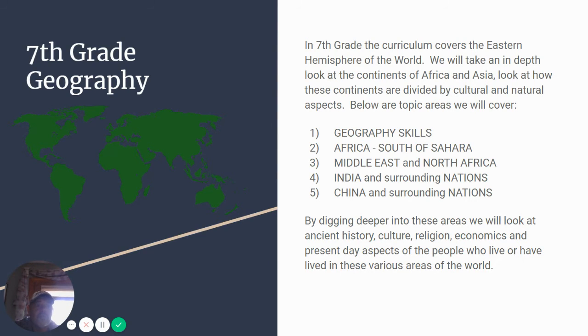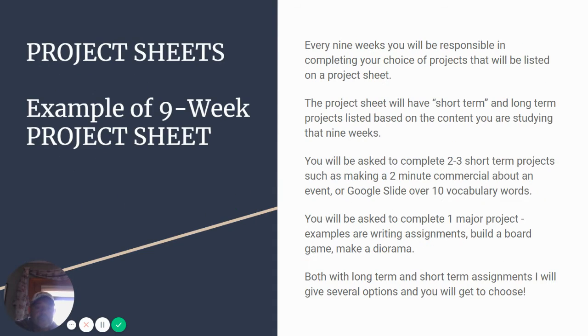The 7th grade curriculum covers the Eastern Hemisphere of the world. We'll take an in-depth look at the continents of Africa and Asia, look at how these continents are divided by cultural and natural aspects. Lower topic areas we will cover are geography skills, Africa south of the Sahara, Middle East and North Africa, India, the surrounding nations, China, the surrounding nations. And we'll dig deeper into these areas and look at even some world history and cultural religion aspects of the people who live or have lived in these areas in the past.